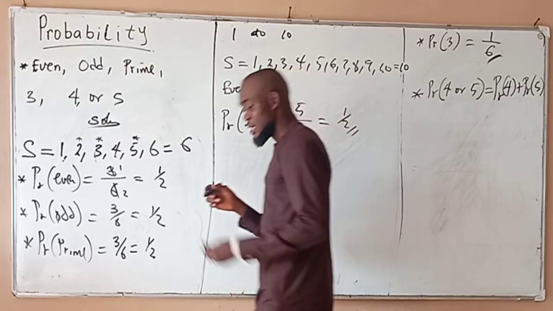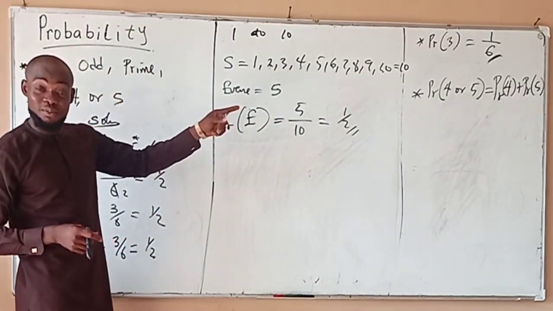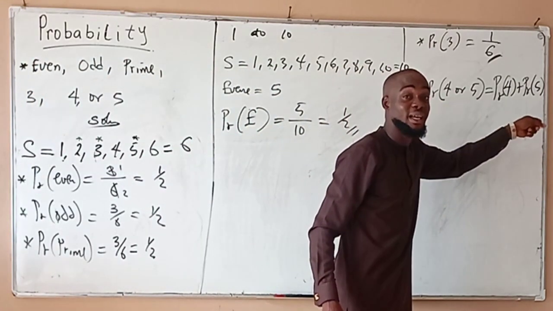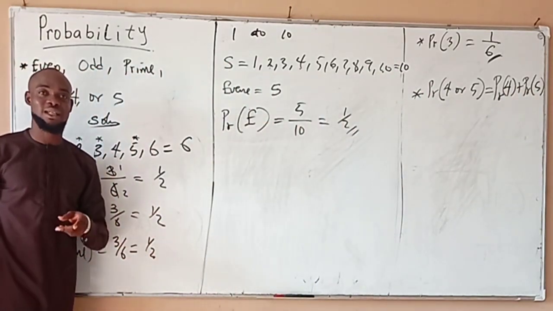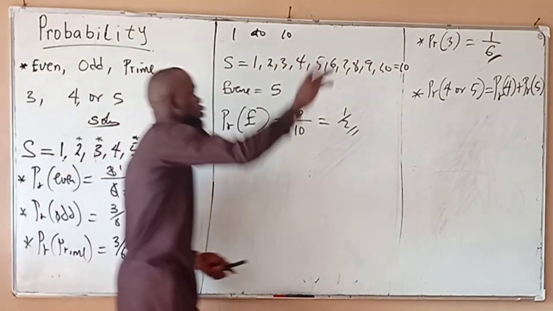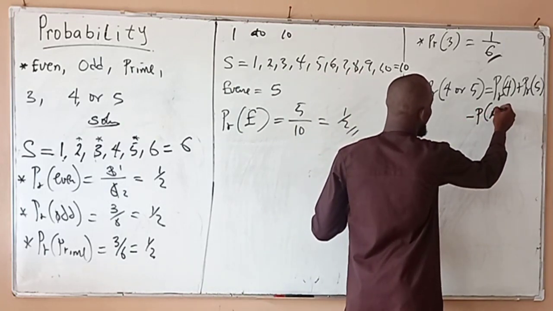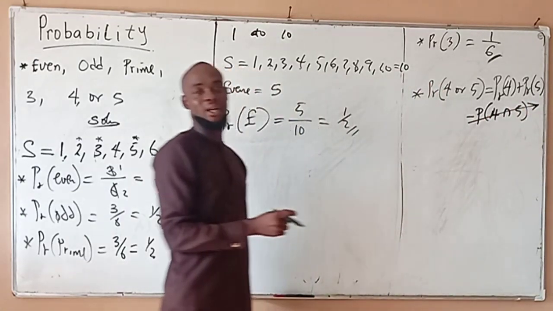Look at it. This is supposed to be from the general addition rule: the probability of 4, the probability of 5, minus the probability of 4 and 5. Now 4 and 5 cannot occur at the same time in this experiment. They are mutually exclusive. If you toss a die once, you cannot have 4 and 5 showing up at the same time. It's an impossible event, so that one will not show. The probability of 4 and 5 is not possible, because 4 and 5 cannot occur at the same time.